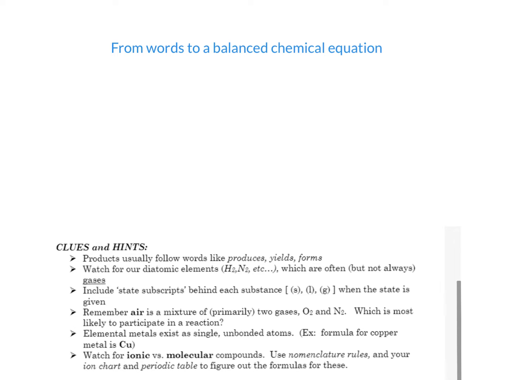Today, we're going to use two skills that you already have: how to write formulas for various kinds of compounds and elements, and balancing chemical equations. And we'll put those two skills together to learn how to go from a sentence that's describing a chemical reaction into a symbolic representation in a balanced chemical equation.